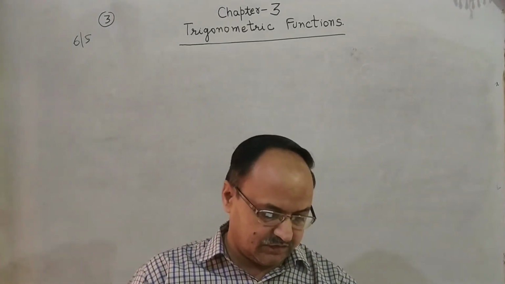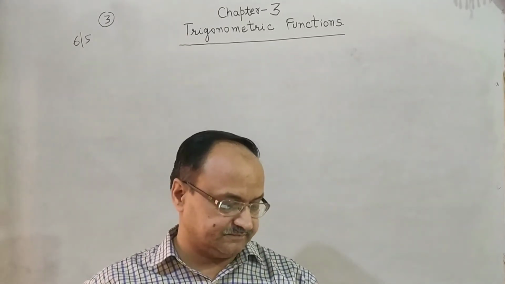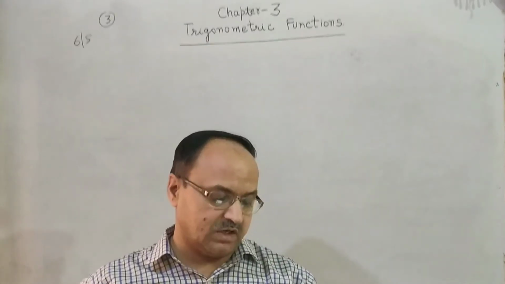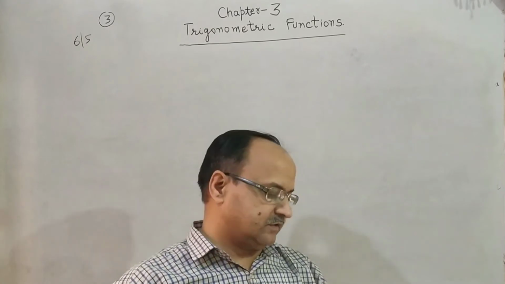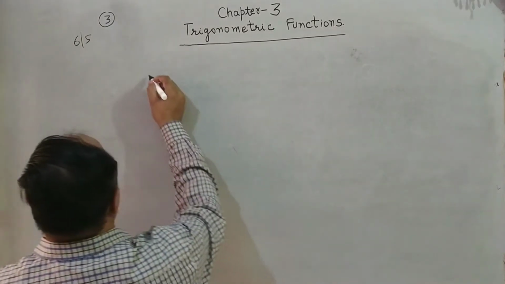Yes, student. Now we solve question number 3 of this exercise. A wheel makes 360 revolutions in 1 minute. Through how many radians does it turn in 1 second? Clear? 360 revolutions in 1 minute. Question number 3.